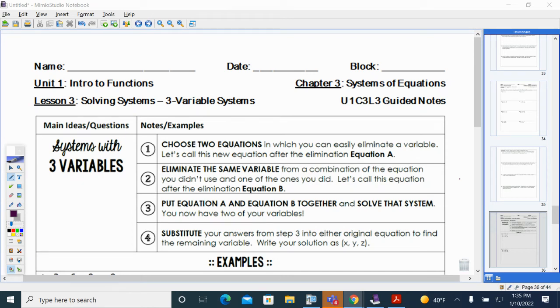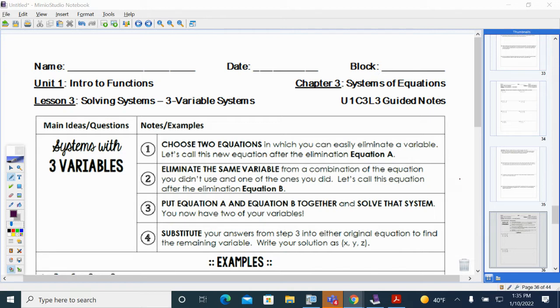This video is on Unit 1, Chapter 3, Systems of Equations, Lesson number 3, Solving Systems, 3-Variable Systems. So in this video, we are still working on solving systems of equations, but in this lesson, what you're going to see is 3 different equations and 3 different variables. And the steps that we're going to use to solve that system are listed here.